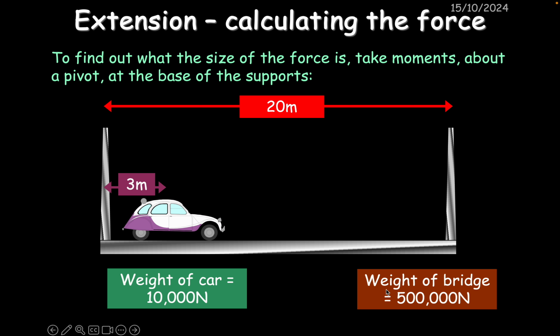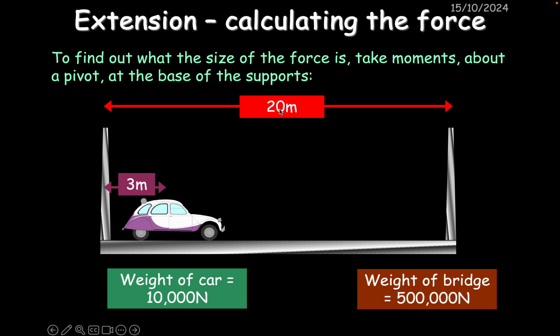So 500,000 times 10, that's 5 million, and this one will be 10,000 times 3, so you've got to add them together, and then we know that this force multiplied by 20 must balance the clockwise moments. And once you know that, you can work out the force here times 20, and you have enough information to be able to do that. So F, let's call this one F times 20, must equal 3 times 10,000 plus 500,000 times 10. That will be the equation.